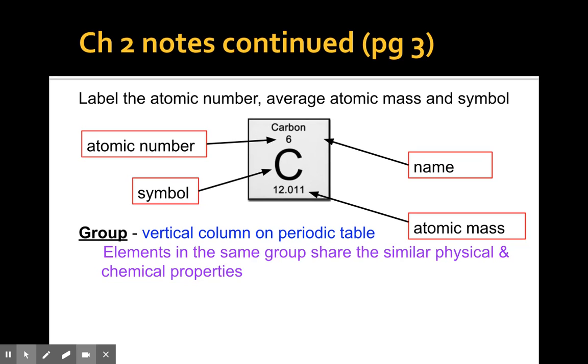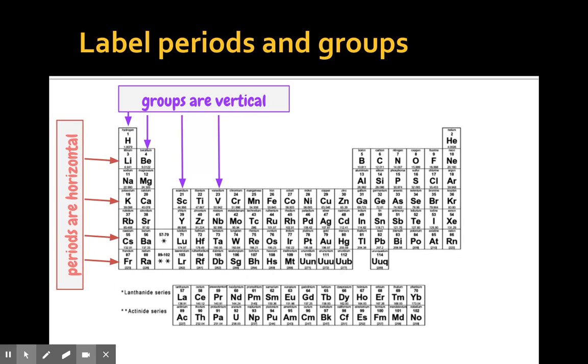The other classification on the periodic table is a period. Periods are horizontal rows, so periods go from left to right. So on your periodic table in the notes, make sure that you label that groups are vertical and the periods are horizontal.